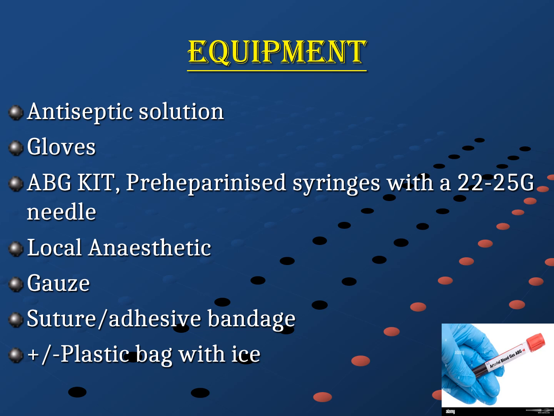5. Local anesthetic, to numb the area and reduce pain. 6. Gauze, to apply pressure and stop bleeding after the test. 7. Suture adhesive bandage, to close the puncture site and secure the gauze. 8. Plastic bag with ice, to keep the blood sample cool and preserve it for analysis. This equipment is essential to ensure a safe, sterile, and successful ABG test.